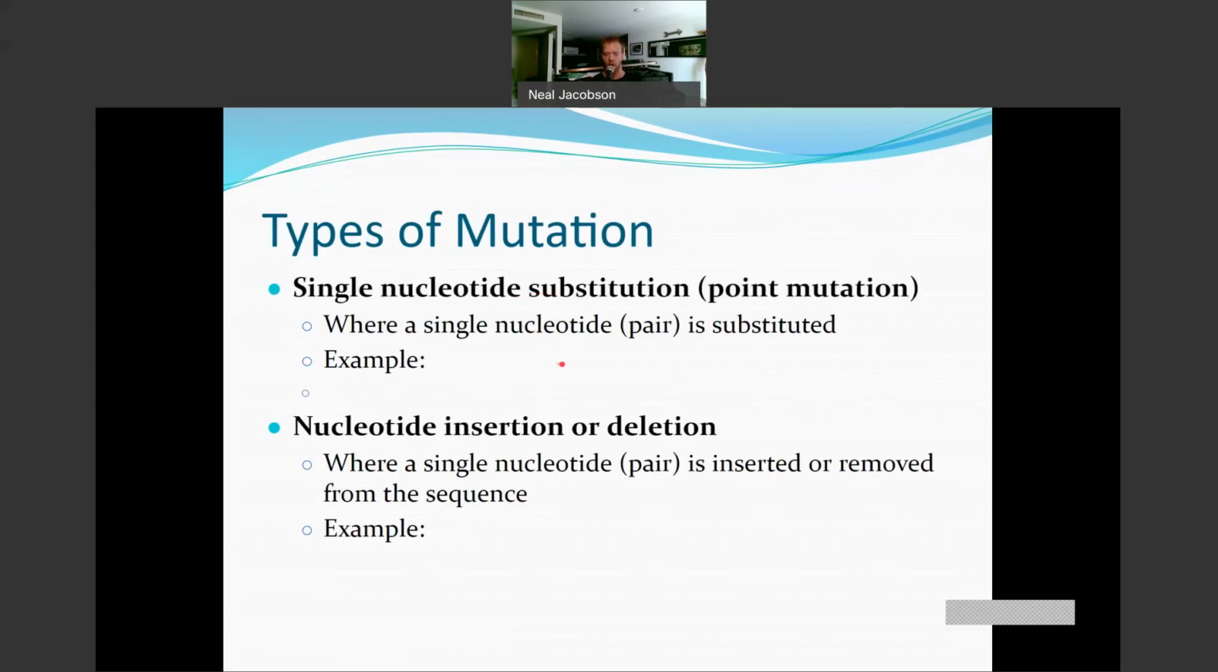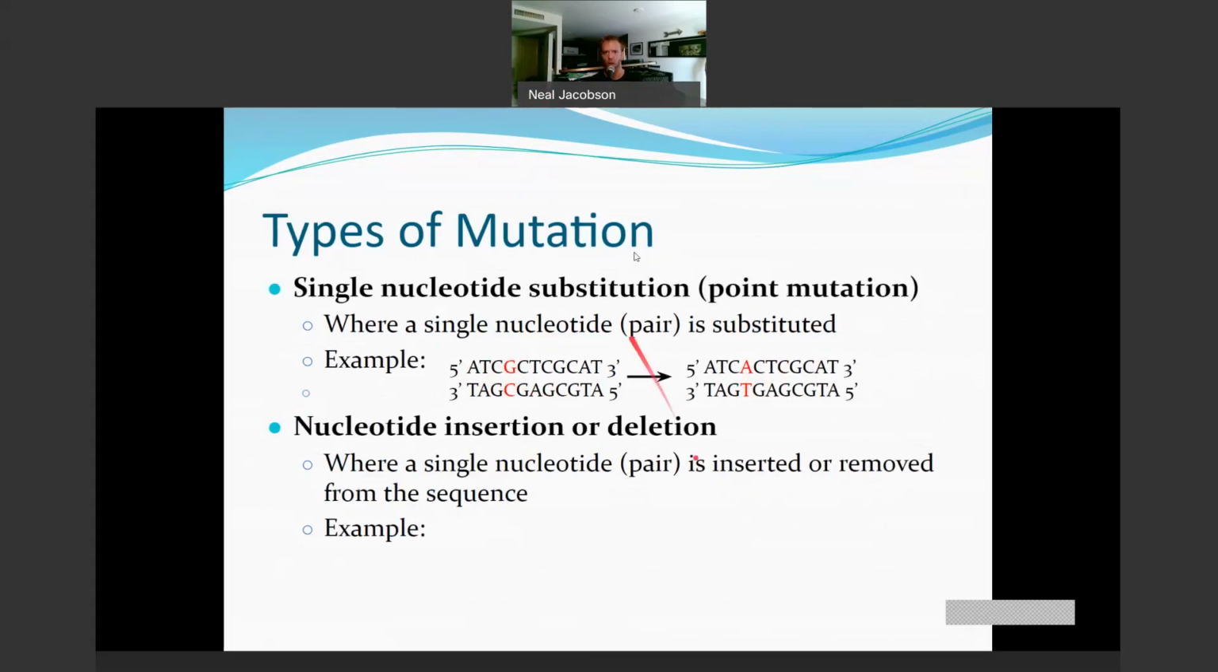So we have a gene here. It doesn't matter which side is template or sense. You can see the base pair C and G. A single base pair substitution would be where that G and C gets switched to an A and T. It doesn't change the overall length of the gene. The number of nucleotides hasn't changed, but the order and sequence has. So instead of ATCG, it goes ATCA. And that might affect the protein produced.